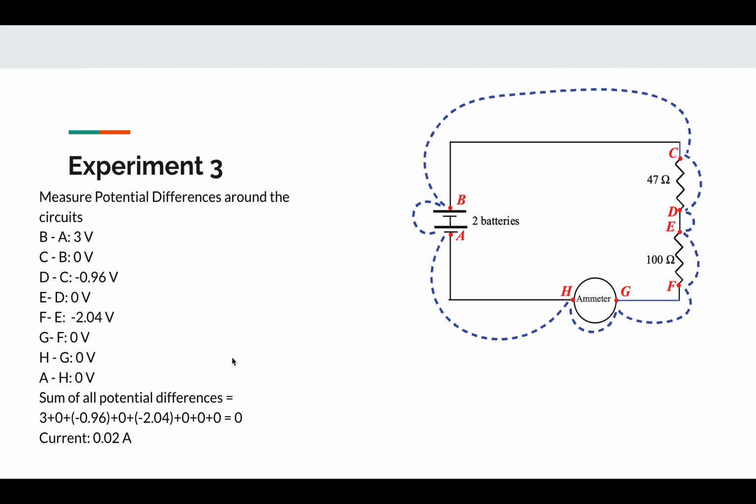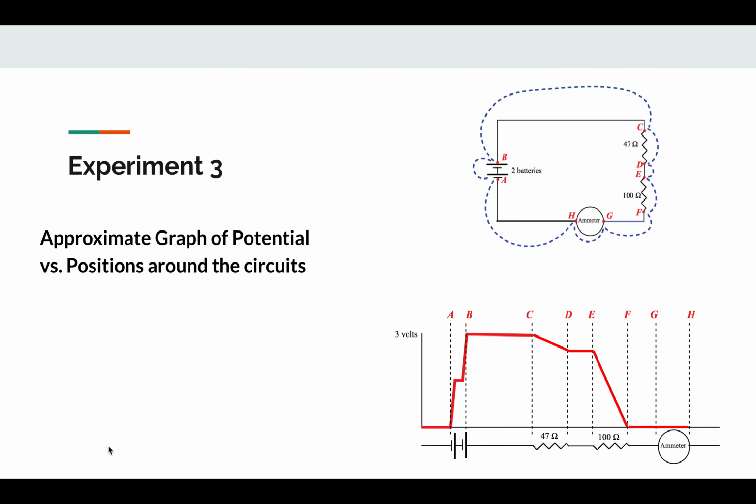In experiment 3, we used the voltmeter to measure the potential differences, and these are the values I got. Summing up all of them, we got 0, which matches the loop rule. The current is measured as 0.02 amps. In experiment 3, I drew this graph as well.